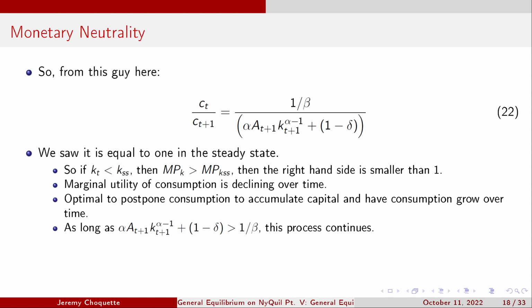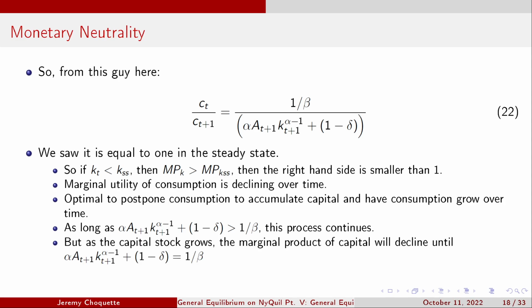So as long as the marginal product of capital less depreciation is greater than 1 over beta, this process is going to continue. Think of it kind of like a step staircase as we converge towards steady state capital. But as the capital stock grows, the marginal product of capital declines. If you don't believe me, just draw out what the marginal product of capital would be. As we increase the capital holdings, the marginal product of capital will fall. And it falls until the denominator of equation 22 is equal to the numerator of equation 22. So the marginal product of capital less depreciation is equal to 1 over beta.